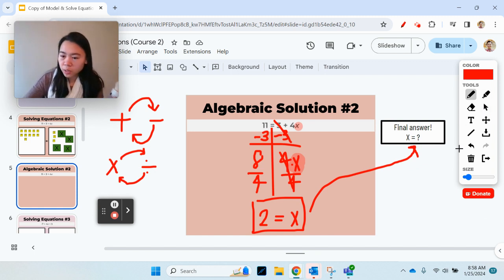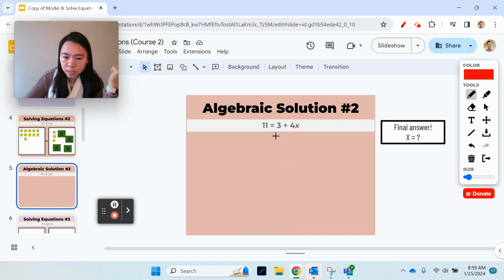And let's check our work. Does that make sense? Does x equal 2? I'm going to go ahead and get rid of this so we can see. 3 plus 4 times 2. 4 times 2 is 8. 3 plus 8 is 11. Correct.